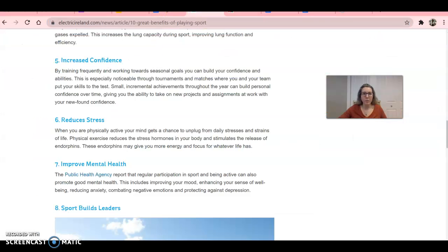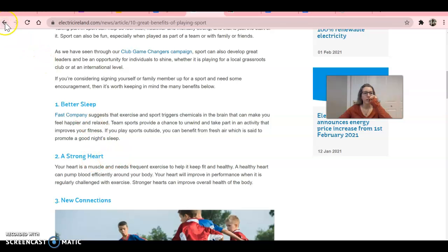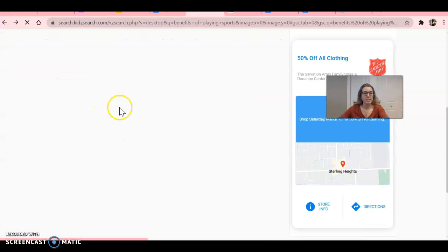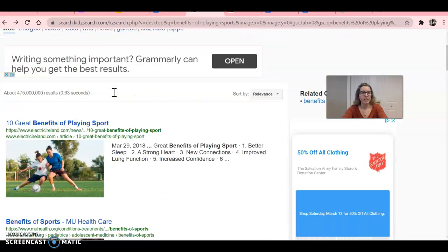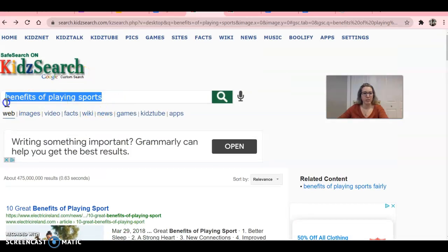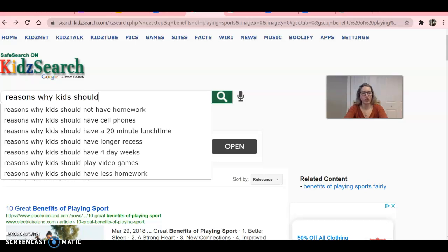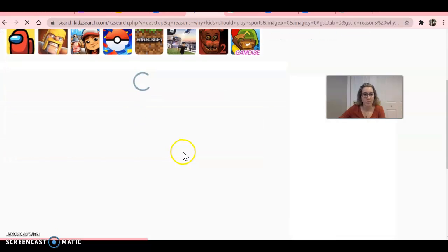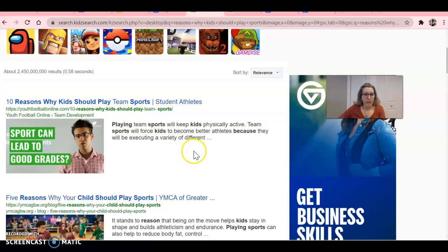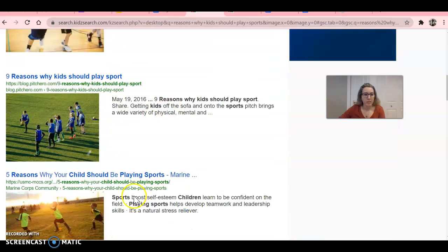Now, you can also use Kids Search if you would like. I noticed that there was some information about improved lung function, a stronger heart. Let me check some other websites. I think I'm going to search reasons why kids should play sports. Let's see what comes up. All right, 10 reasons why kids should play sports. 5 reasons. All right, 9 reasons why kids should play sports.